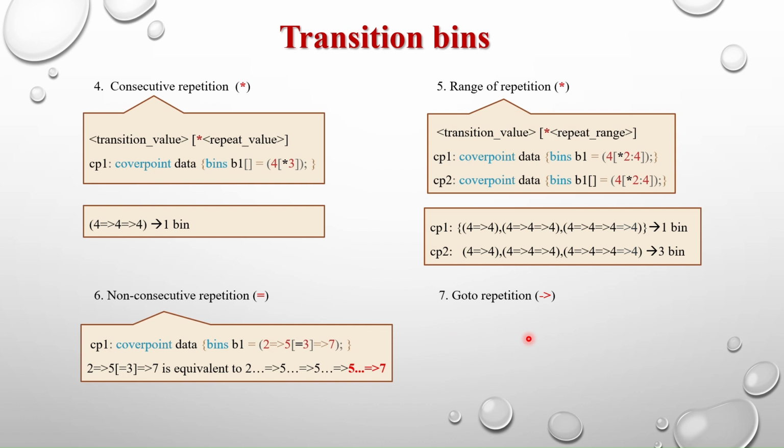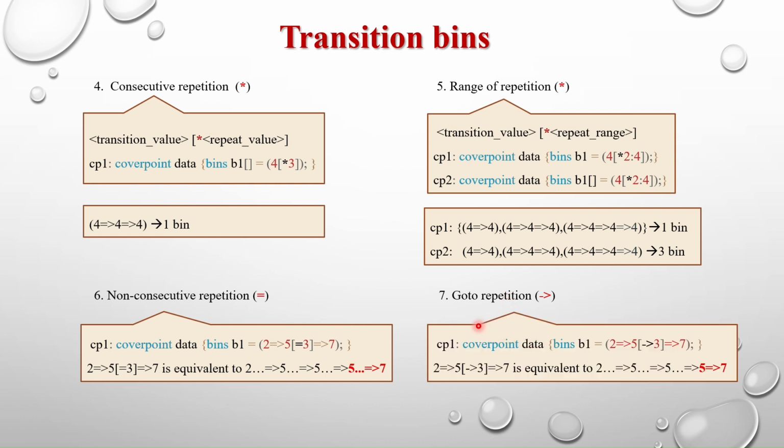And the goto repetition is also a non-consecutive repetition only, but the thing is, here's the same example I have taken. After 2 any value can come, 5 has to repeat for 3 times. This is the operator used to represent the goto repetition. Goto repetition is nothing but a non-consecutive repetition only. But if you see, after the last repetition value, the transition value 7 that is there has to come immediately. After the last repeated value, whatever the transition value is, that has to come immediately. Here, if you see, 7 is there. In the earlier one, after the 5, any value can come here; 7 doesn't have to come immediately.